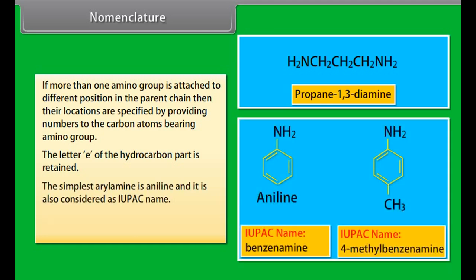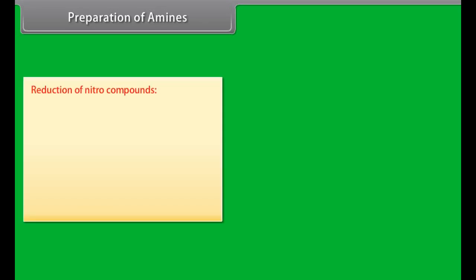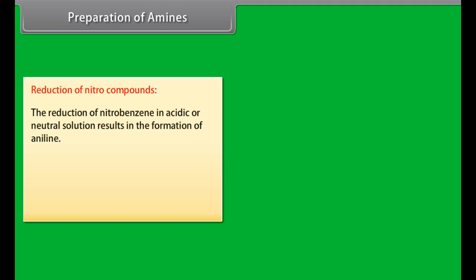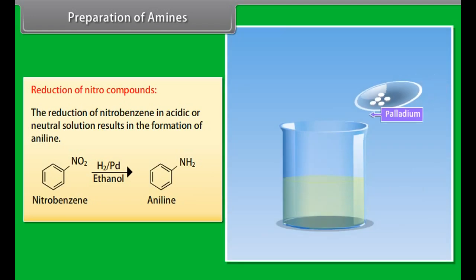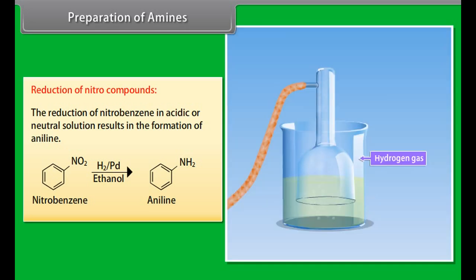The simplest arylamine is aniline and it is also considered as IUPAC name. In IUPAC system, suffix e of arene is replaced by amine. Preparation of amines. Reduction of nitro compounds. The reduction of nitrobenzene in acidic or neutral solution results in the formation of aniline. Nitrobenzene is reduced to aniline by passing hydrogen gas in the presence of finely divided palladium.